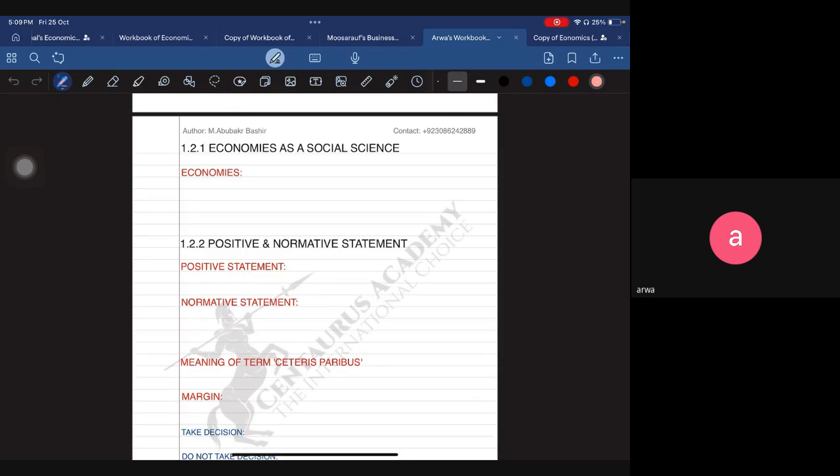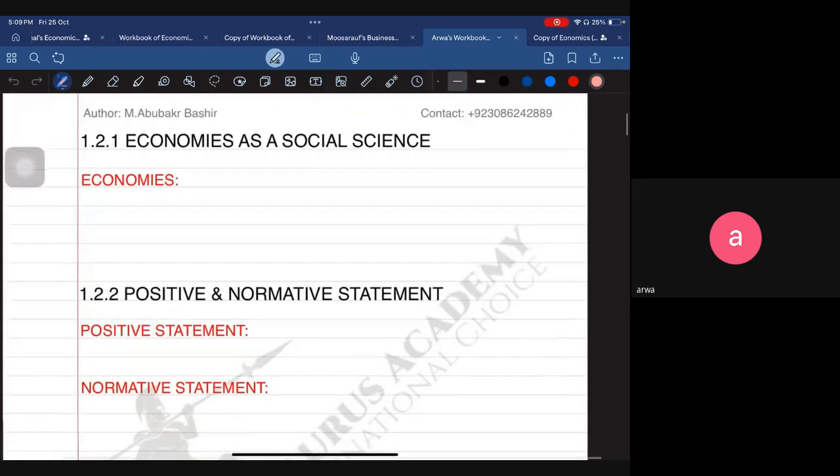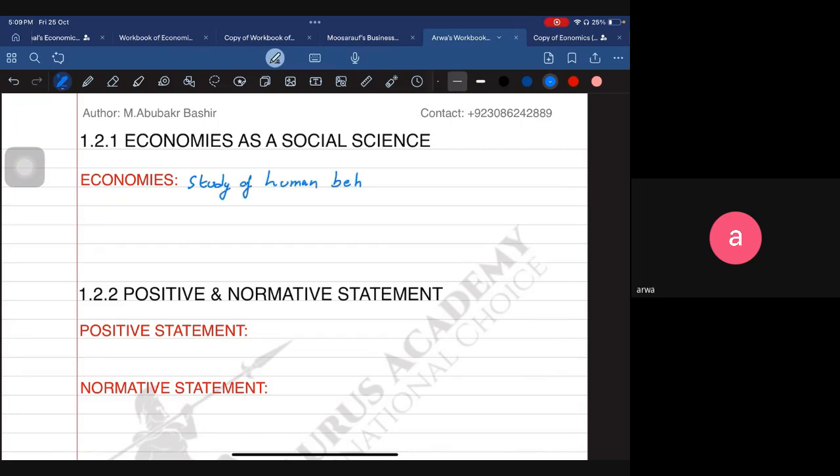Okay, so perfect. So first of all, economics. Economics is the study of human behavior to satisfy needs and wants, right? Yes, sir.